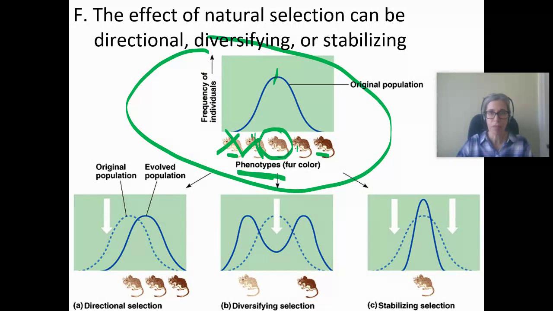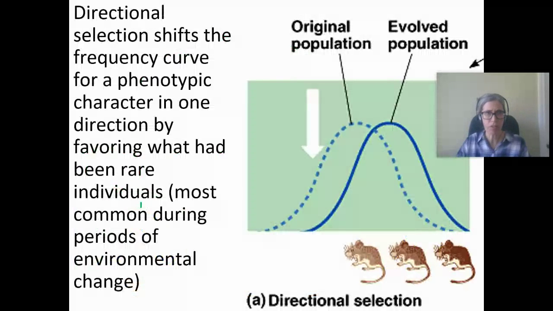So if you can imagine a hawk or an owl or something eating up the light colored ones, maybe the dark colored ones blend in a little bit more, you would see the population shifted this way. Be careful with this graph because they're changing the original population from a solid line to a dotted line in this case. So always pay attention to how they label the graph. So that one is directional selection.